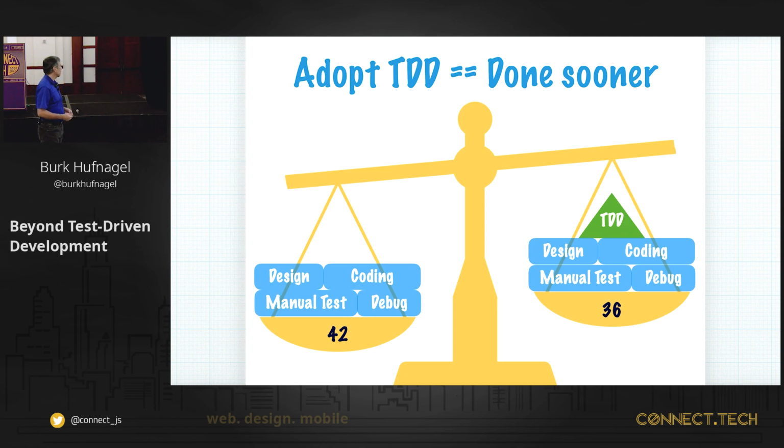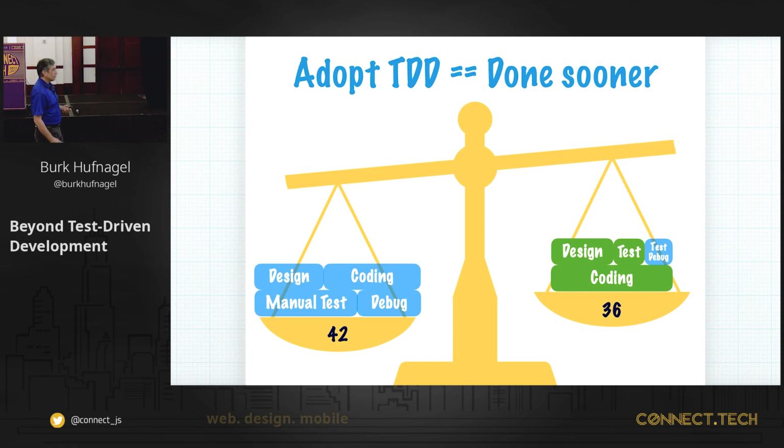So if you've ever learned arts or anything like that, there are more efficient ways of doing things and there are less efficient ways of doing things. And TDD helps you be more efficient at this. And so what happens is you're still doing those kind of things, but the percentages change, right?